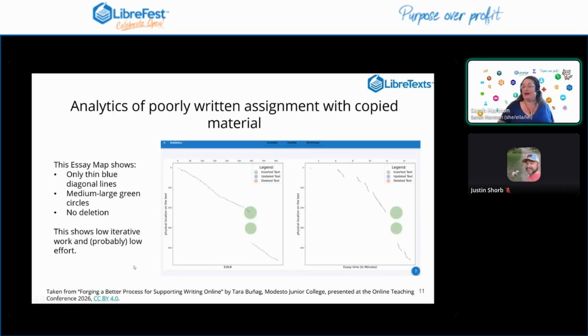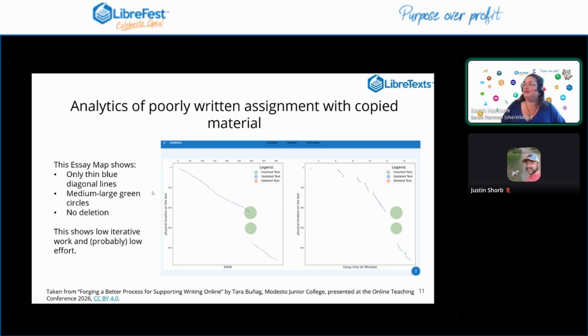And I will completely shout out Tara Bunyag, who's at Modesto Junior College. She and I both did presentations on the Forge at the most recent online teaching conference a couple weeks ago. We were different sessions, and in many ways, my session led into hers, and she had way better graphics on this than mine. So I asked if I could use them, and she said yes. And thank you, Tara. So this is an example of a probably, and we always have to stress this, a poorly written assignment with a lot of copied material.